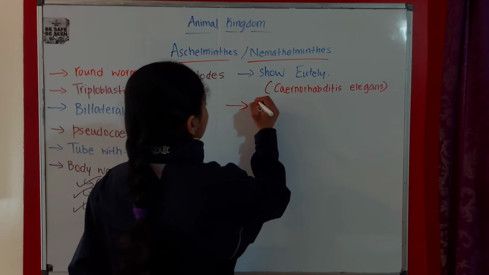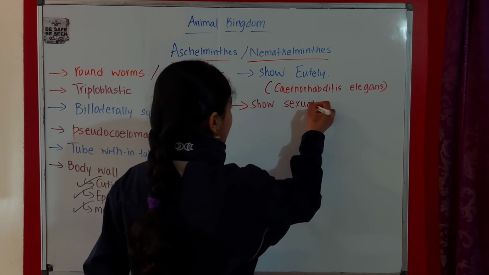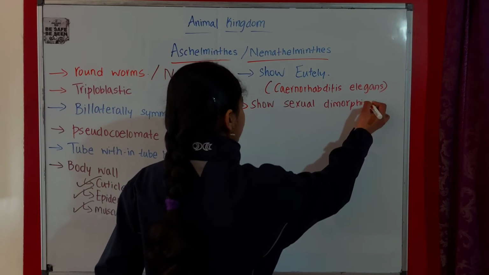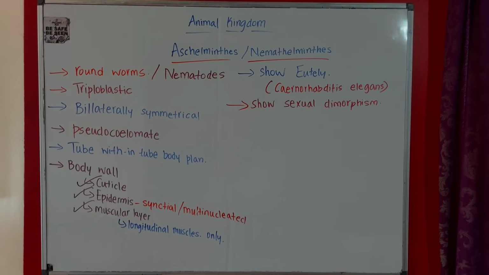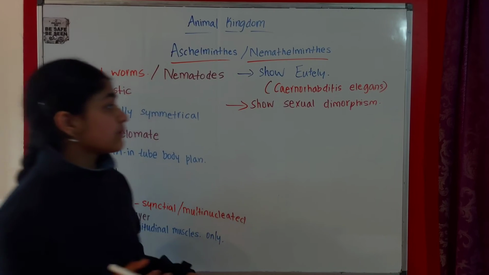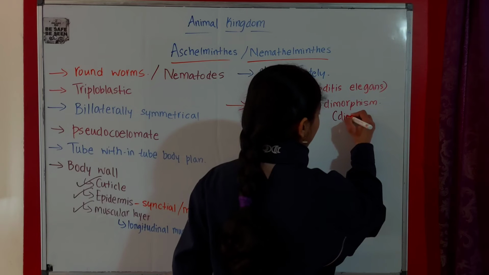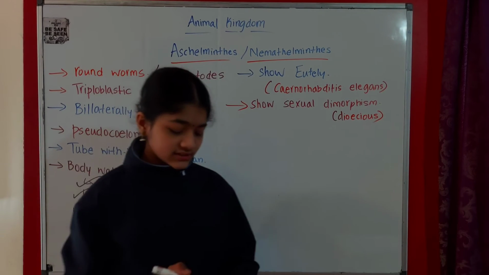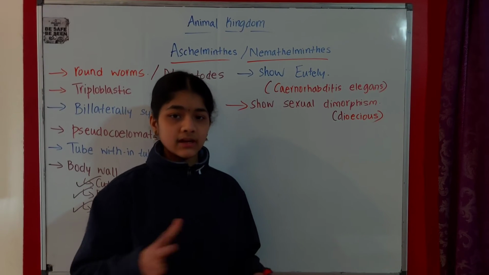Also, nematodes show sexual dimorphism. What is sexual dimorphism? Sexual dimorphism means they are dioecious. They are not hermaphrodite. What is sexual dimorphism or dioecious? That means sexes are separate. There is a male and a female. We can distinguish between male and female.